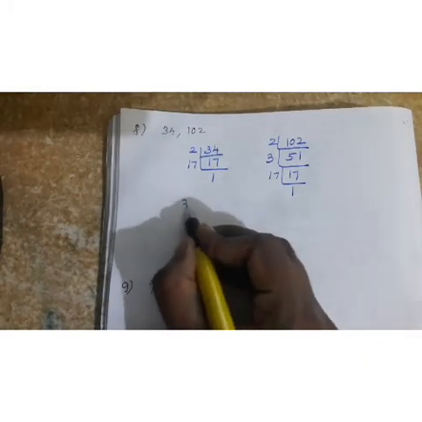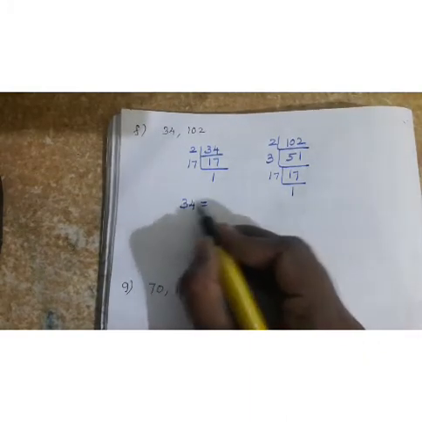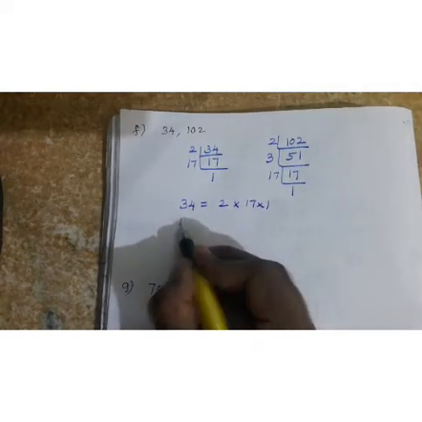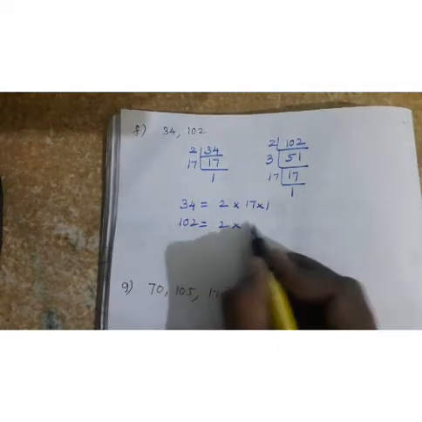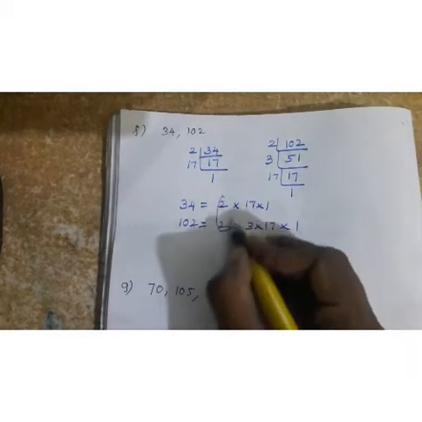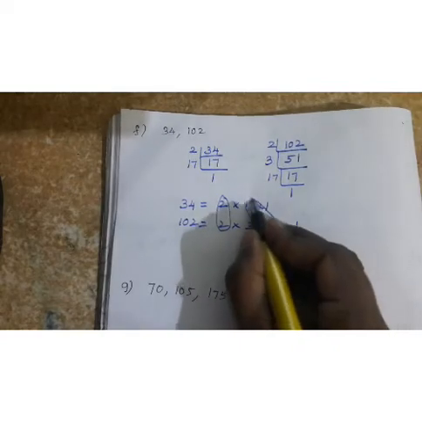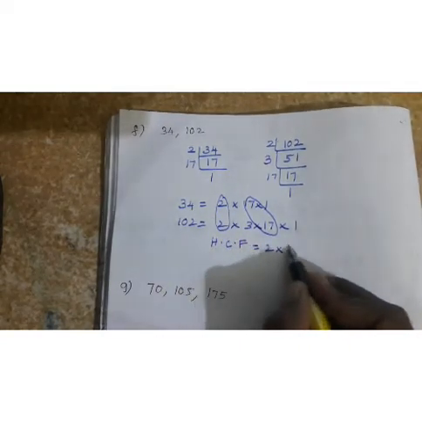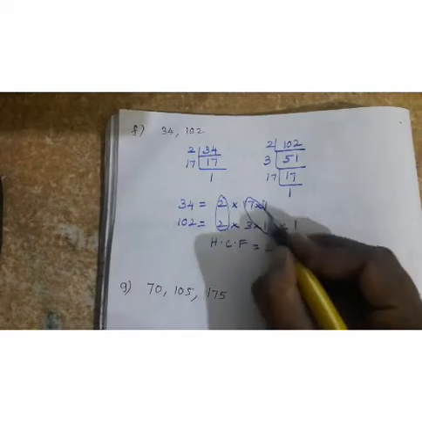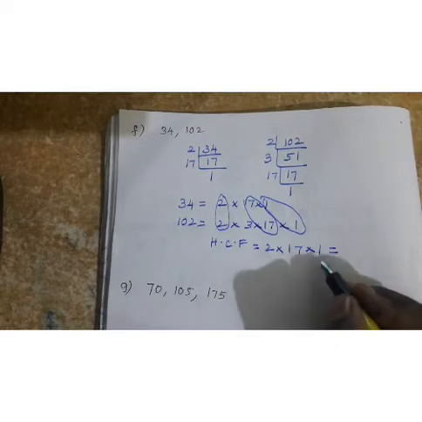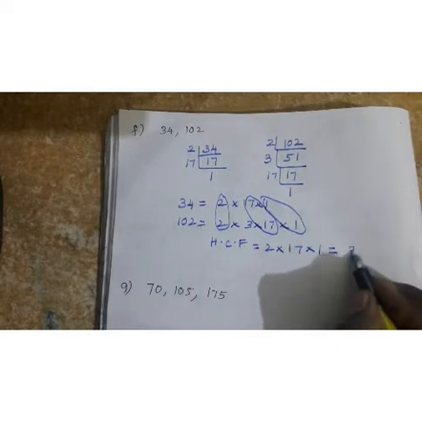Now write the prime factors of 34 and 102. 34 is equal to 2 into 17 into 1. 102 equals 2 into 3 into 17 into 1. Now circle the common factors. Therefore HCF equals 2 into 17 into 1, which is equal to 2 times 17, 34. 34 into 1, 34.